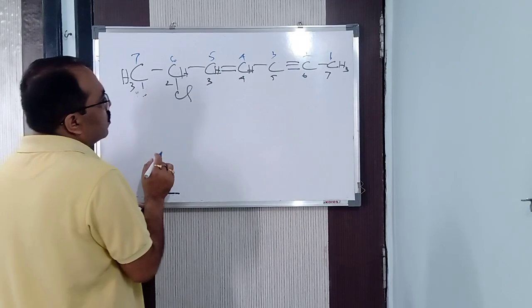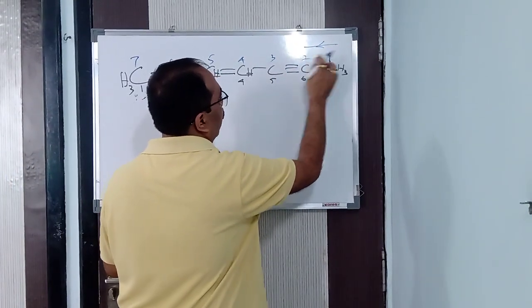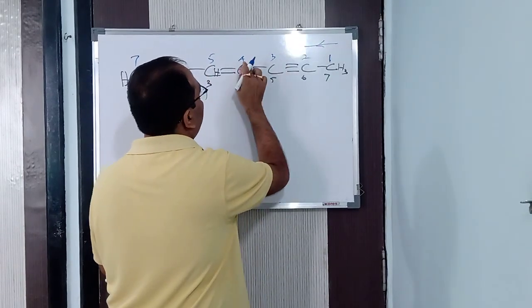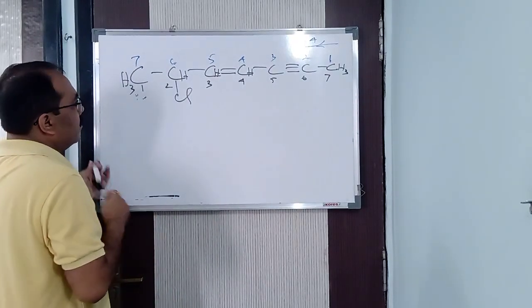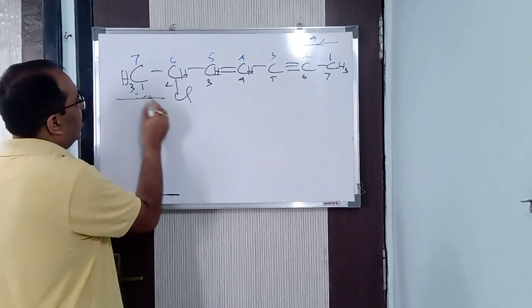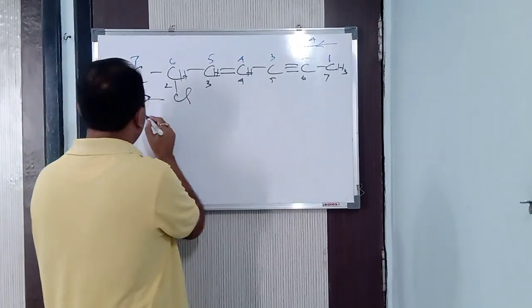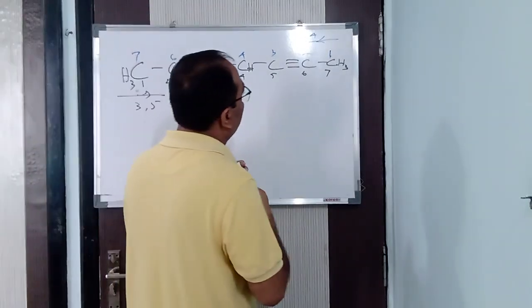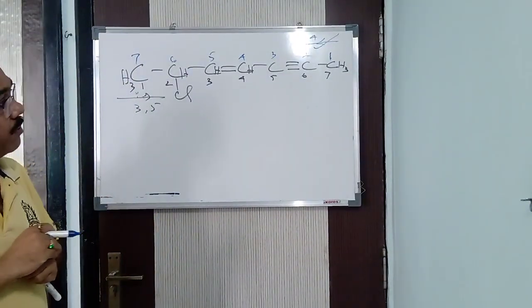Now children, you see, if I count from this end, I get the second position and the fourth position, the locants second and fourth. If I count from this end, then I get the third position and next the fifth. Which is the lowest? Definitely this is the lowest. I don't have a preference here.